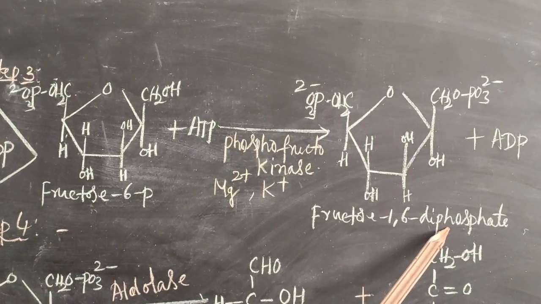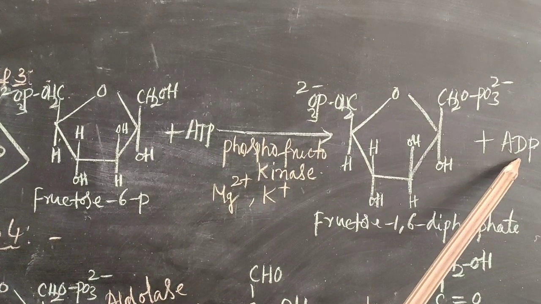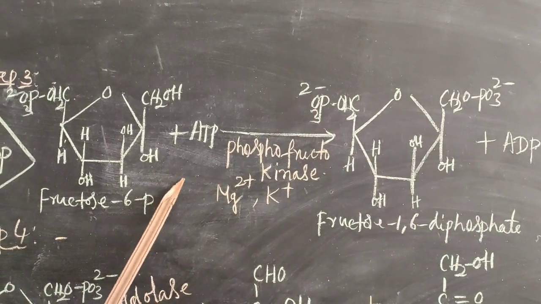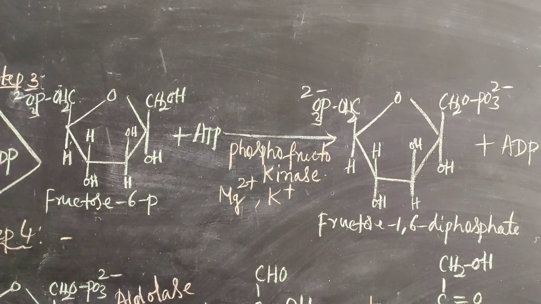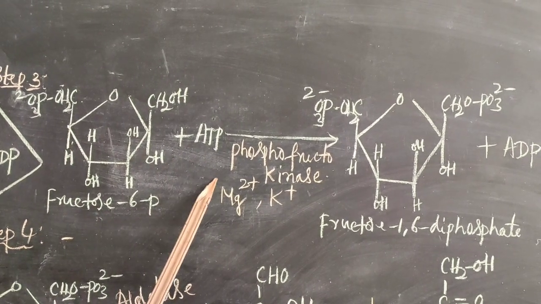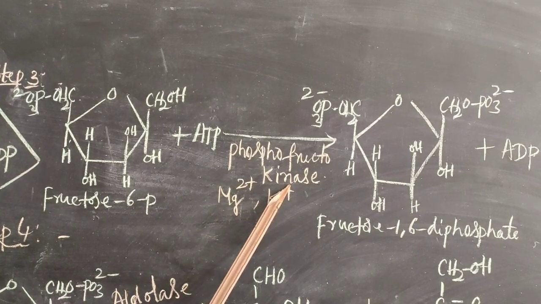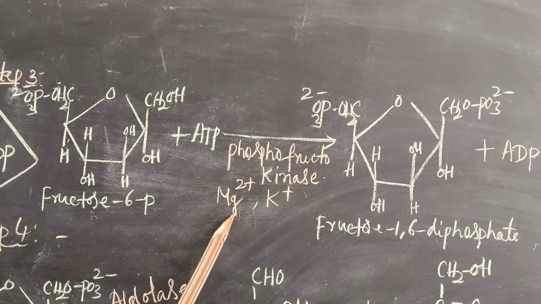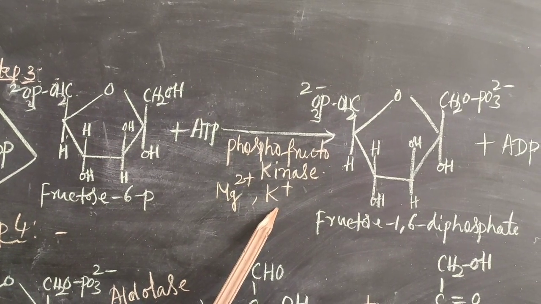And this fructose 6-phosphate, in step number 3, utilizes another molecule of ATP and is converted to fructose 1,6-diphosphate, FDP. ATP is converted to ADP. So this is another step where ATP is consumed. This step is similar to step number 1, with the help of the enzyme phosphofructokinase, which requires Mg2+ and K+ ions as activators.